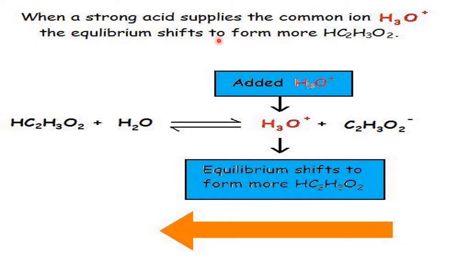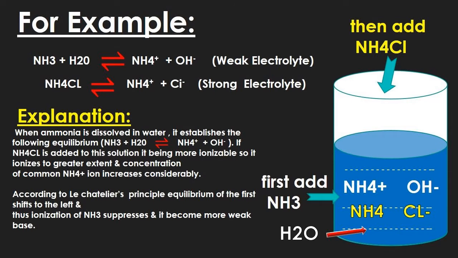When a strong acid supplies the common ion, H+ or H3O+, the equilibrium shifts to form more acid, because already H3O+ ions are there. Now you are adding more H3O+ ion. Again, the same thing happens that we saw in the previous equation. So equilibrium shifts towards the left side.